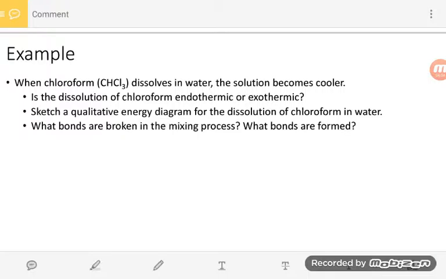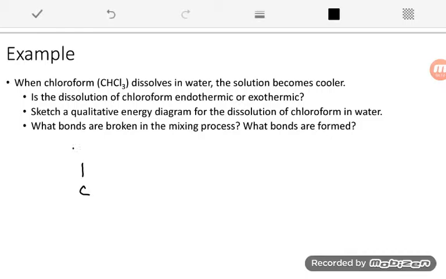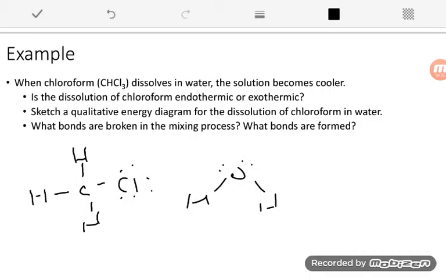Last question, what bonds are broken in the mixing process and what bonds are formed? Well, the bonds we break are the intermolecular forces within each of our solute and our solvent. So in chloroform, if we sketch our Lewis dot structure, it looks like this. And then, of course, water. We know what that looks like. So when we separate these, we have to think about the intermolecular forces that would be holding the chloroform molecules together.